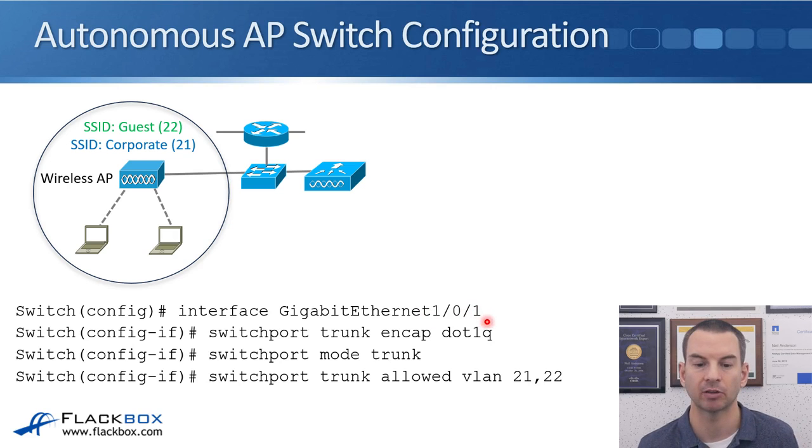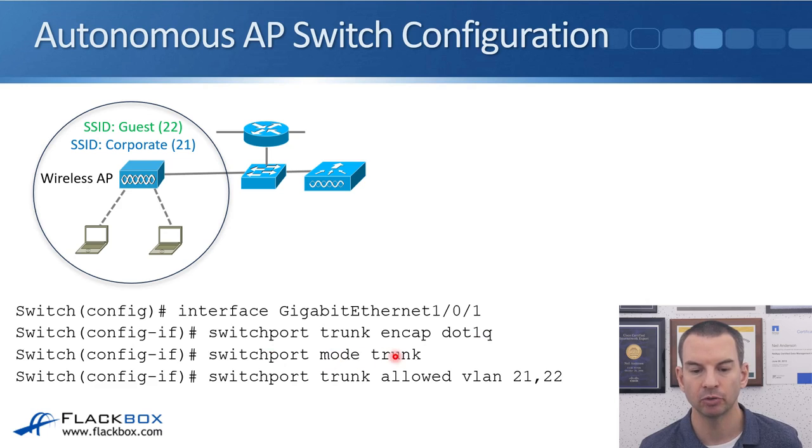I need to configure it as a trunk. So I say switchport trunk encapsulation dot1q. Now, depending on the model of switch, you might not need to put in this command. Some of the newer switches only support dot1q anyway, they don't support ISL. So if only dot1q is supported, it will give you an error message when you put in this command because it is all it supports. But if it is a switch which supports both dot1q and ISL, you need to specify it's dot1q you're using. So say switchport trunk encapsulation dot1q.